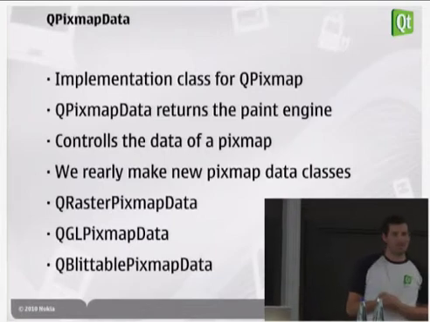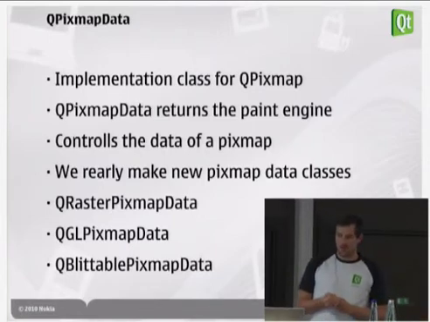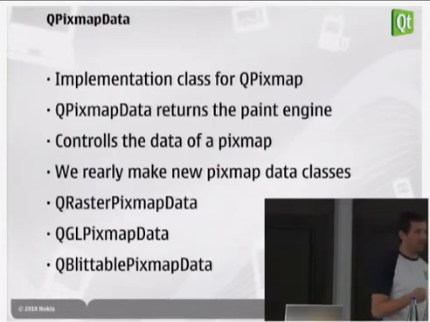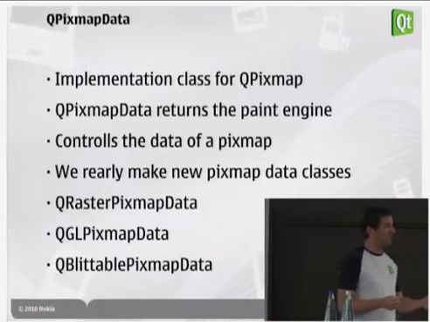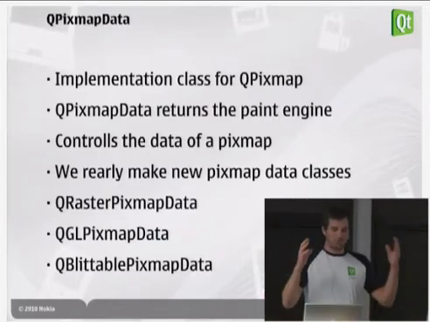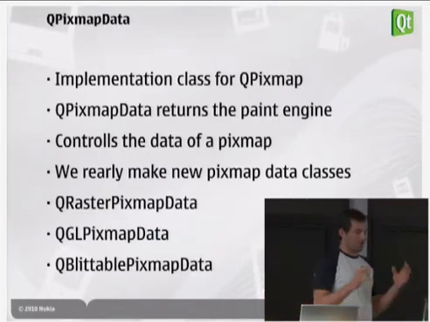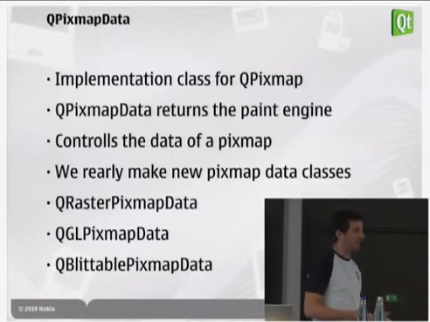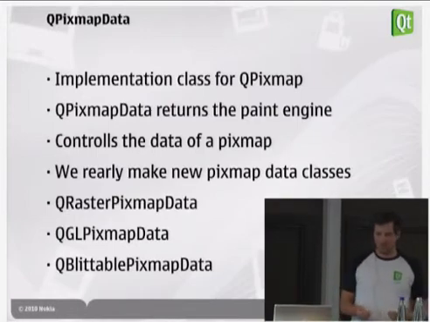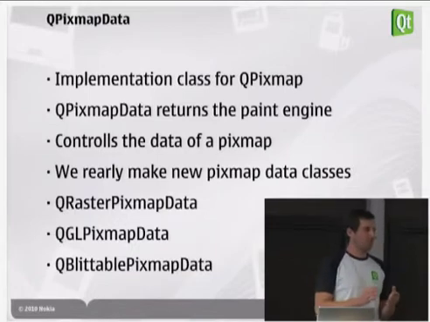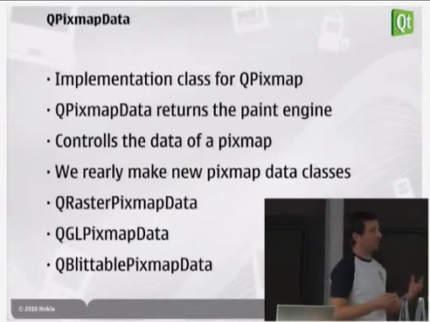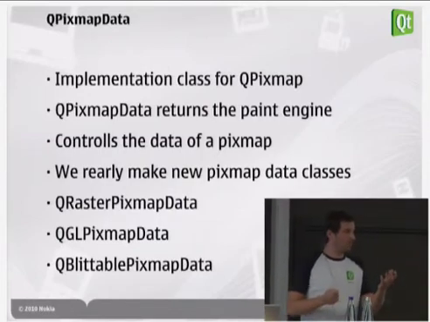So, QPixmapData. The pixmap data returns the paint engine you would use to render onto that pixmap, right? In Qt, we can use the QPainter API to render into pixmaps. It obviously controls the data. Well, the good news here is that we rarely make our own pixmap data. They come stock with Qt GUI. So we have QRasterPixmapData. It basically is a pixmap data for images, right? QImage.